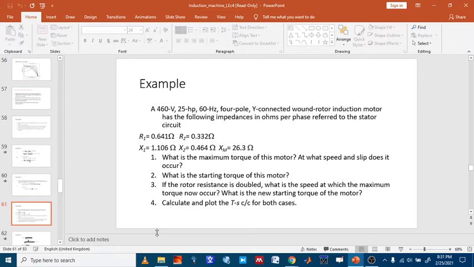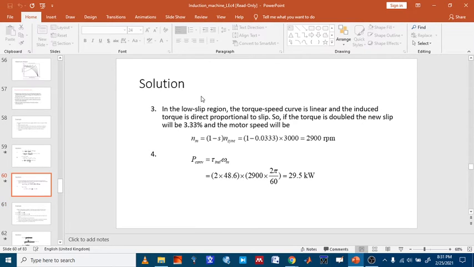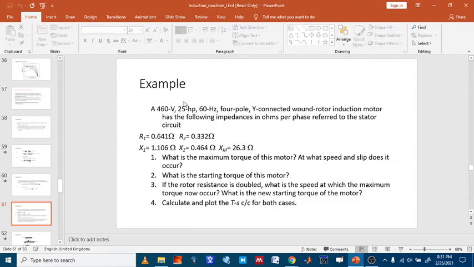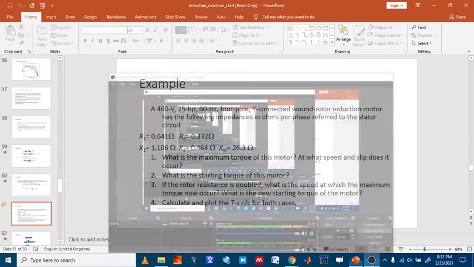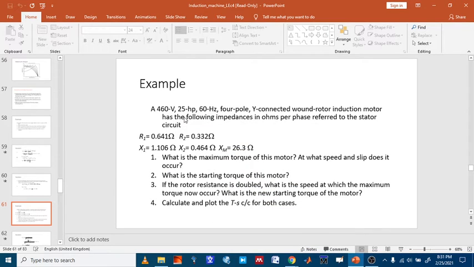Let's consider this one, though it is not all that necessary. A 460 volts, 25 horsepower, 60 Hz, 4-pole, star-connected wound rotor induction motor has the following impedances in ohms per phase referred to the stator circuit. So all these are the parameters. What is the maximum torque of this motor? At what speed and slip does it occur?